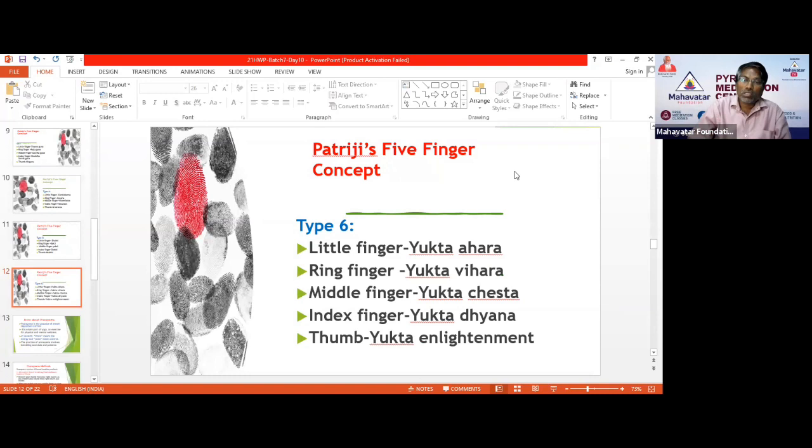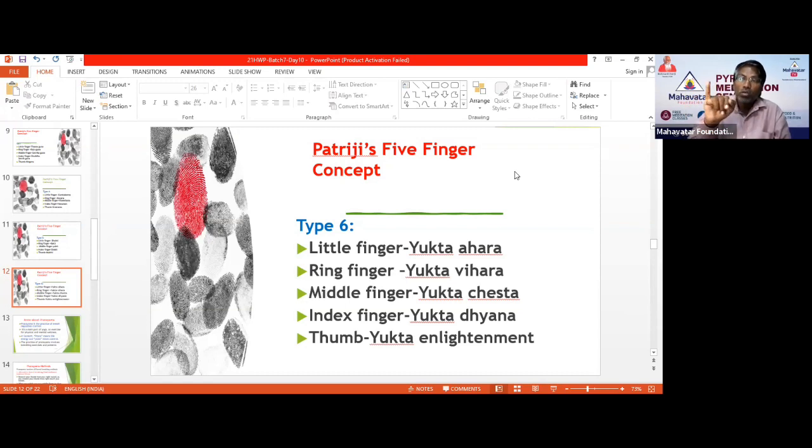The sixth and final concept is, friends. The little finger refers to Yuktahara. Then the ring finger refers to Yukta Vihara. The middle finger refers to Yukta Chesta. And then the so-called index finger refers to Yukta Dhyana. Finally, it refers to Yukta enlightenment, right? So these are all Yukta.